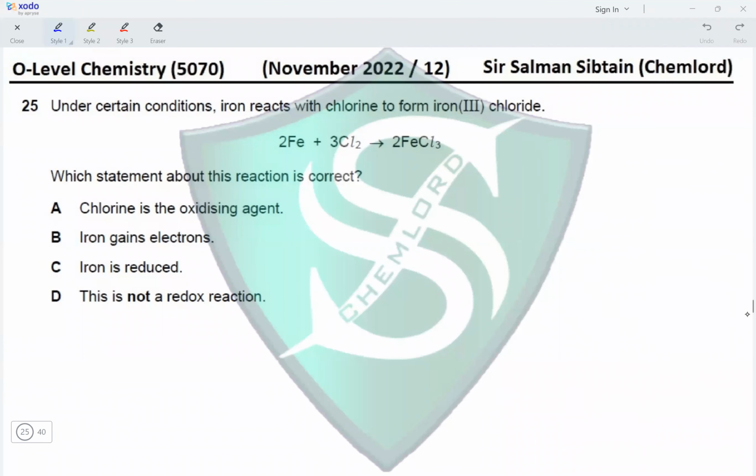Question 25. Under certain conditions, iron reacts with chlorine to form iron(III) chloride. The reaction is given here. Which statement about this reaction is correct? Chlorine is the oxidizing agent. Let's see. Chlorine has an oxidation state of 0 and it is converted into -1. Iron has an oxidation state of 0 and it is converted into +3. Iron undergoes oxidation. Chlorine undergoes reduction.